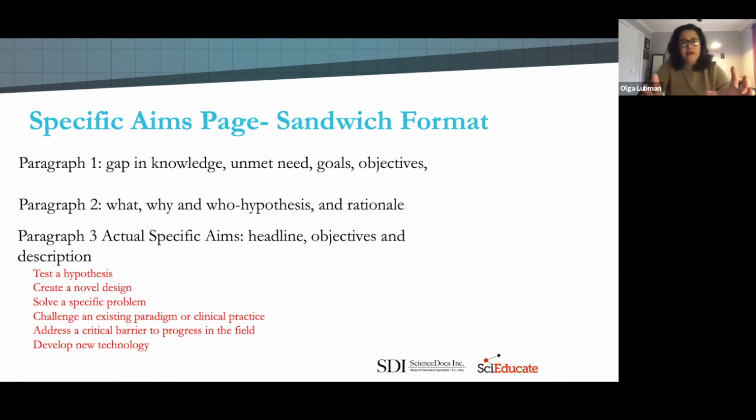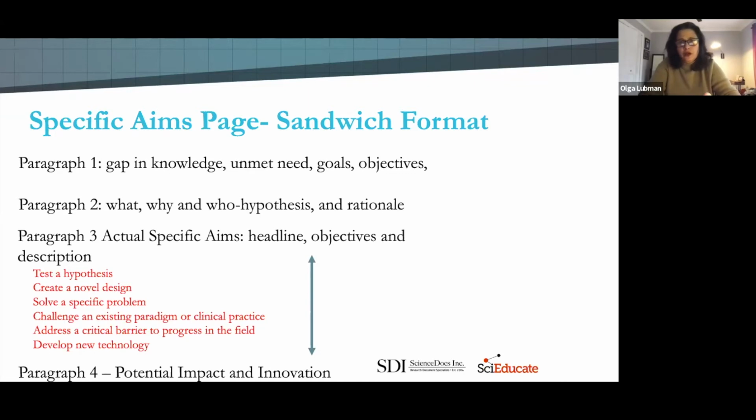With a declarative headline sentence, you need to clearly state the objective and the description. So your third paragraph needs to start with something like: we will test the hypothesis, we will create a novel design, we will solve a specific problem, challenge an existing paradigm or clinical practice, address a critical barrier to progress in the field, or develop new technology. And then finally, depending on the space and how many aims you have, you need to incorporate into the last paragraph, or put together with your aims, the potential impact of your work and the innovation.